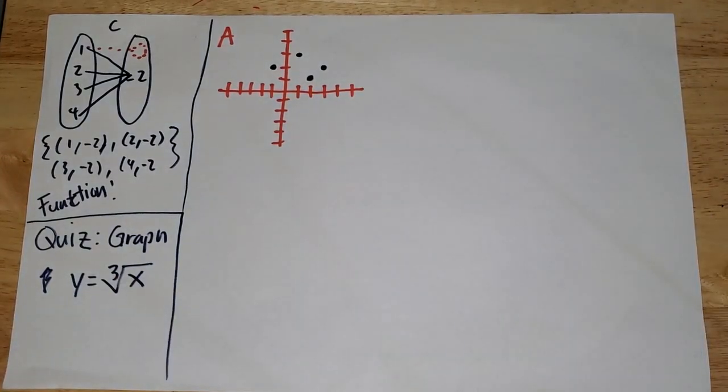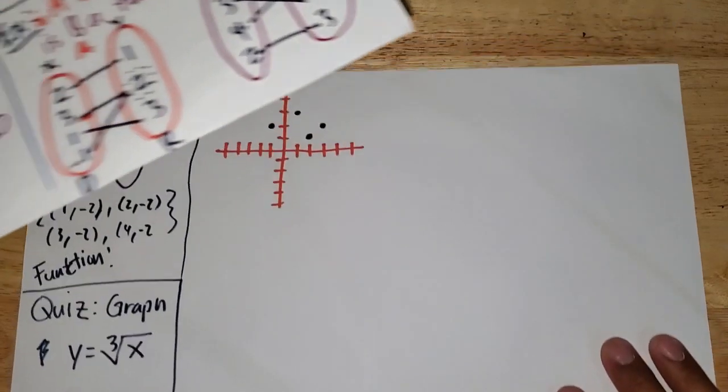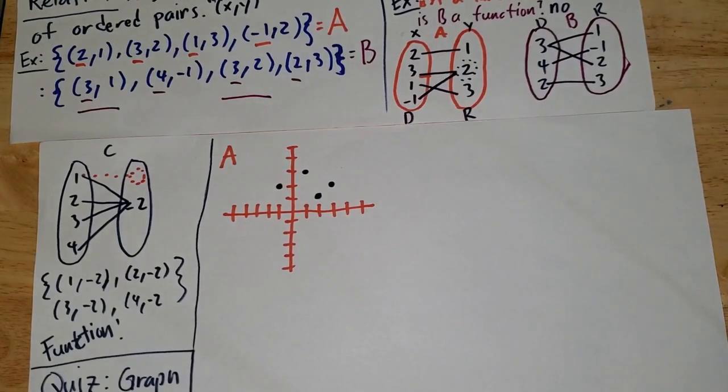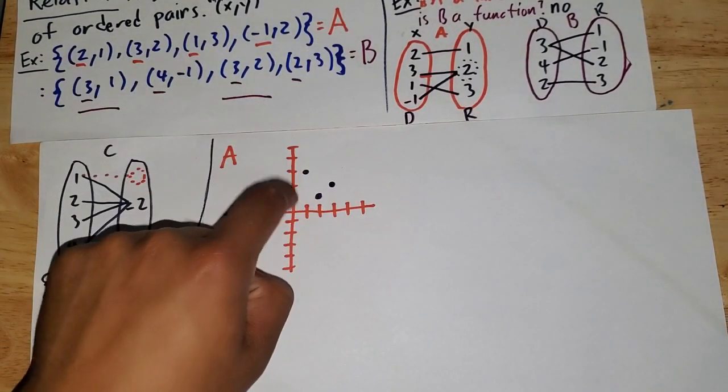So this is how it will visually look. I'm going to scroll this down so I can have this up here. This is visually how it looks on a graph if I actually put all these ordered pairs on here.